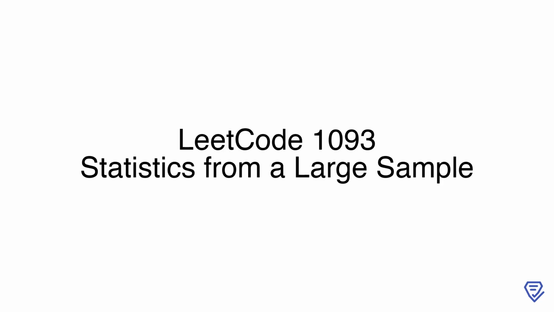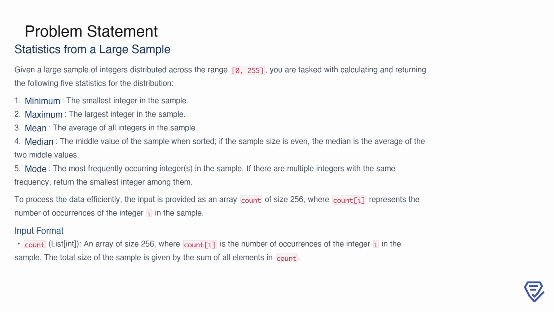Let's dive in. In this problem, you are given a large sample of integers that are distributed within the range of 0 to 255. Your task is to compute 5 key statistics that describe this distribution. These include the minimum, which is the smallest integer in the dataset, and the maximum, which is the largest integer. You'll also need to calculate the mean, which is the average value of all the integers in the sample, and the median, which represents the middle value when the data is sorted.